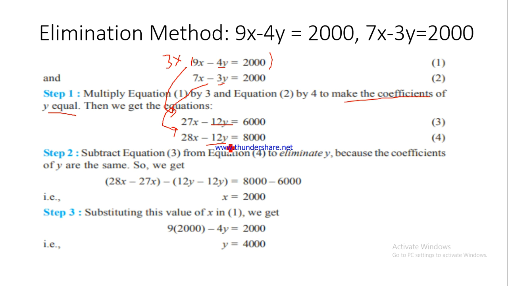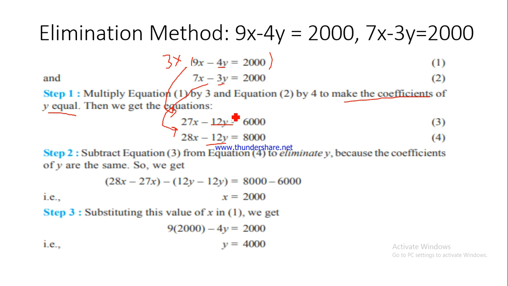How can I do that? If I add up minus 12y and minus 12y, this would be minus 24y. However, if I subtract minus 12y from minus 12y, it will result in 0. Is this fine? So whenever, let me give you a general rule.